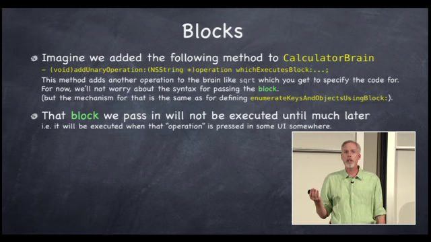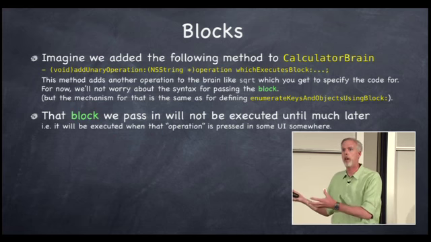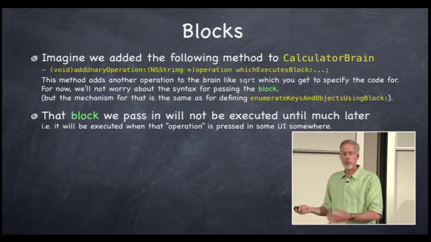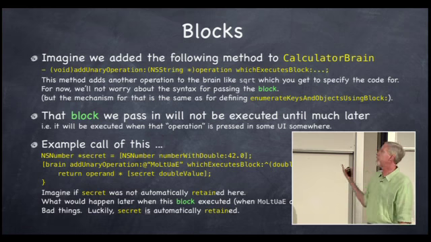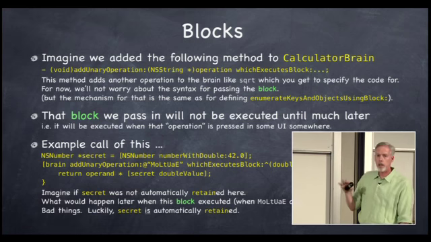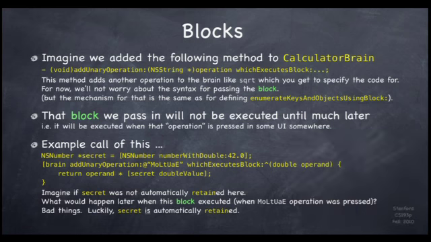So now you can already start to see that if this block has local variables that are objects, I better retain them at least long enough so that I can execute that block when someone presses the button. So here's an example call of this. I still haven't shown you the definition of it, but let's just imagine someone calling it. Let's say I have NSNumber secret, which is an autoreleased number with double, 42.0.